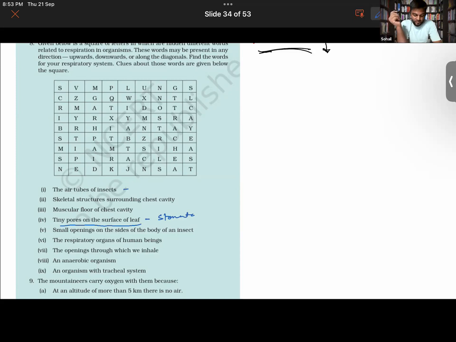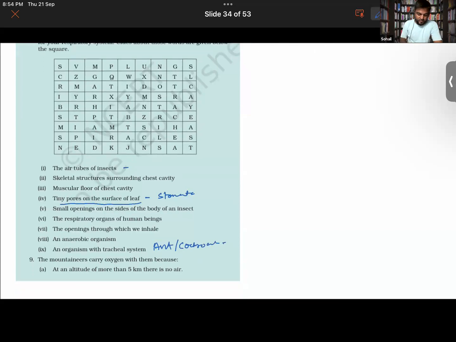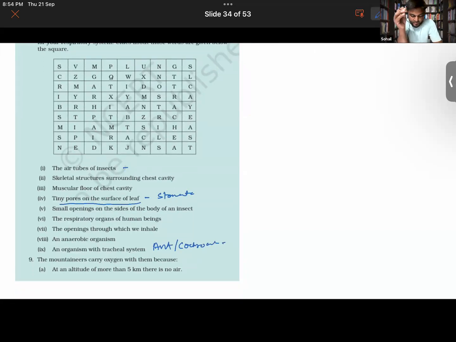An anaerobic organism, give an example: yeast, obviously. An organism with a tracheal system: cockroach. Okay. Question number 9. The mountaineers carry oxygen with them because at an altitude of more than 5 kilometers, there is no air.